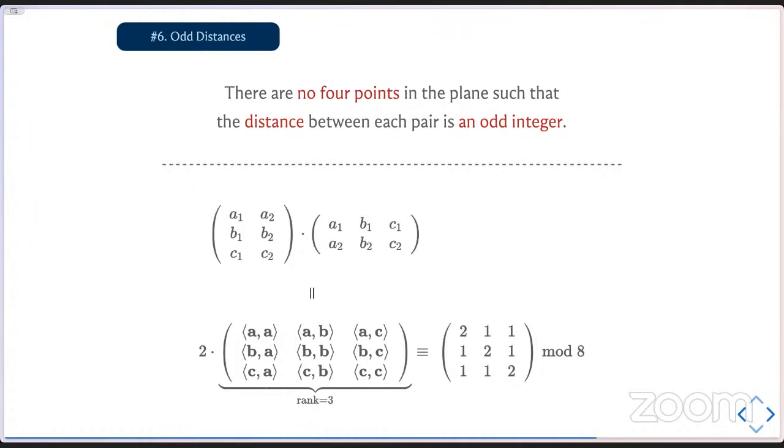So if that was the first part, then what it amounts to saying is that if you tell me that all the distances happen to be odd integers, I can demonstrate that that particular matrix should actually have rank 3. Should have full rank.